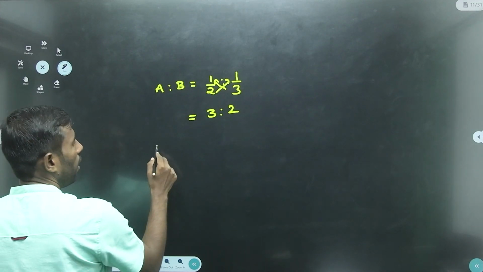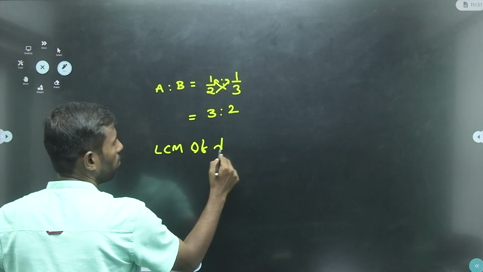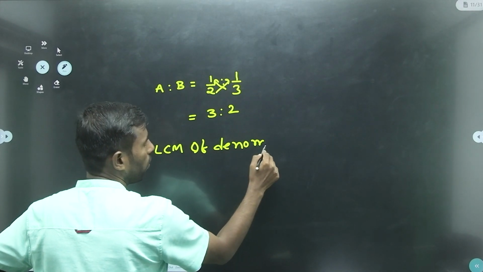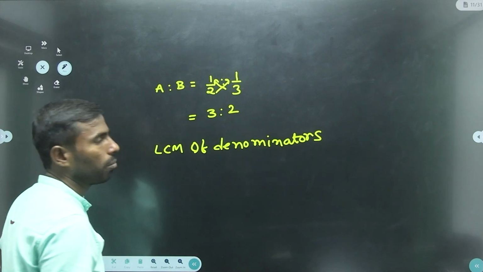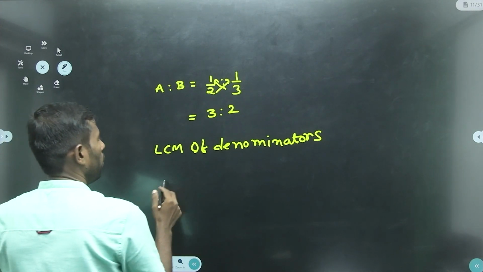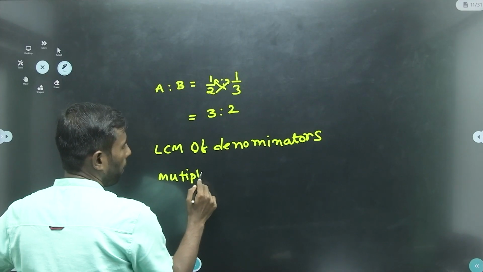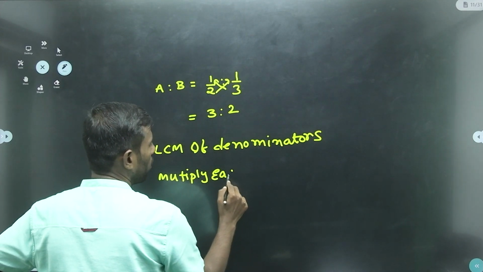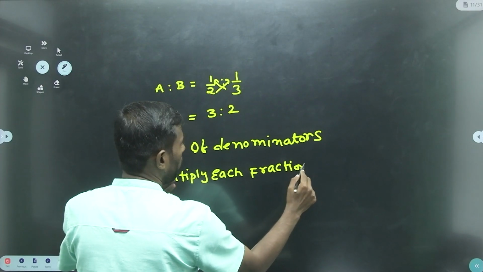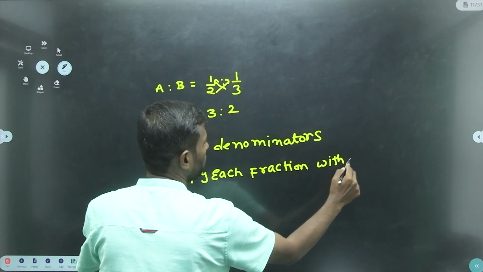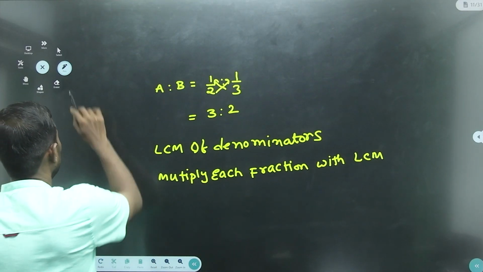Always take the LCM of denominators. Okay. Now multiply each fraction with the LCM.